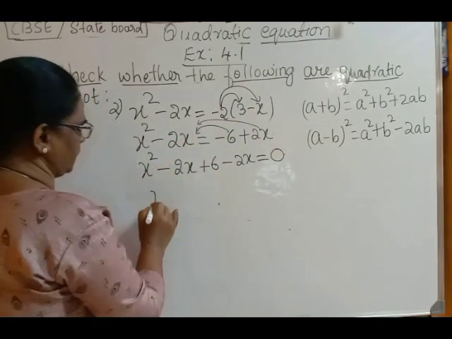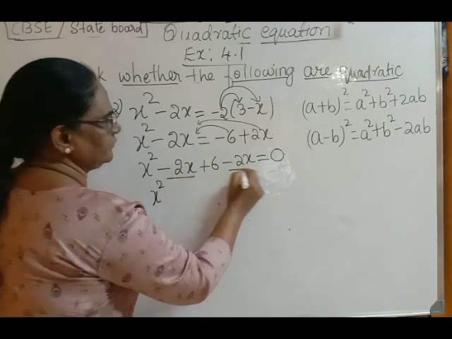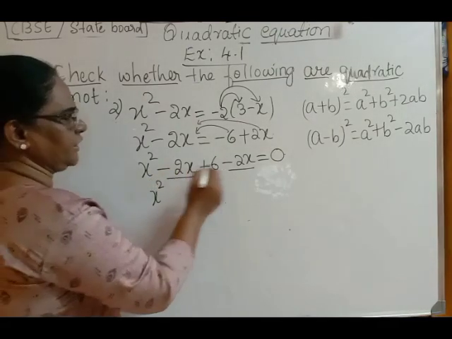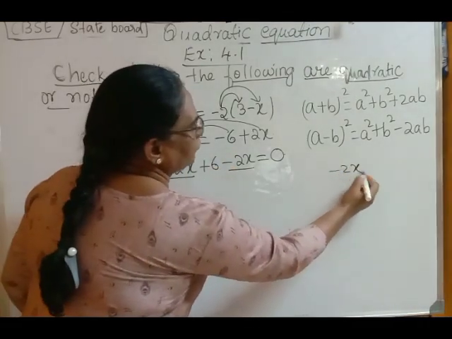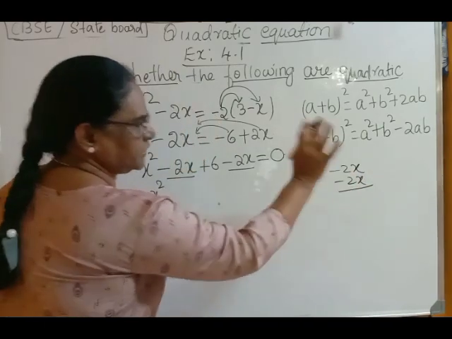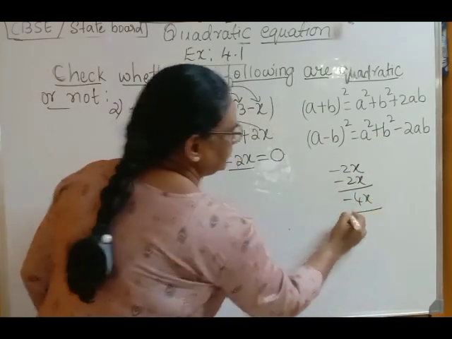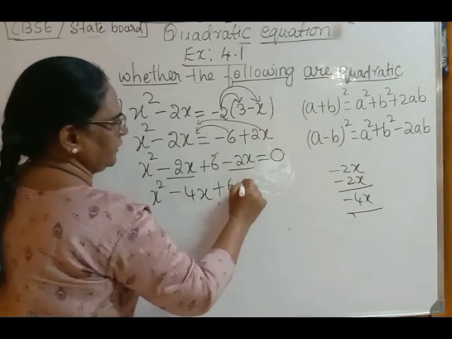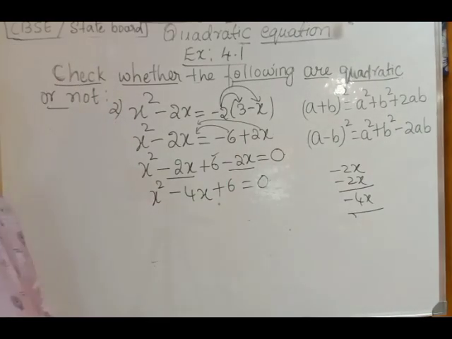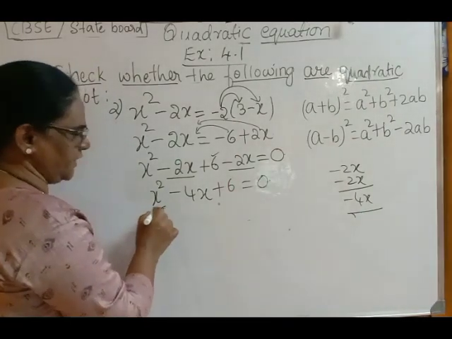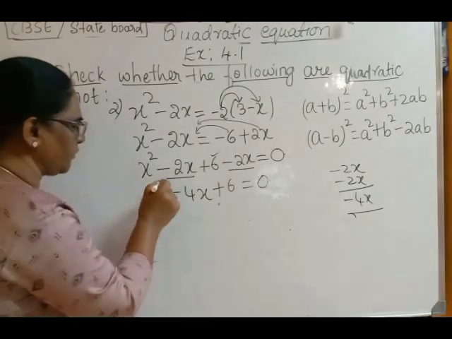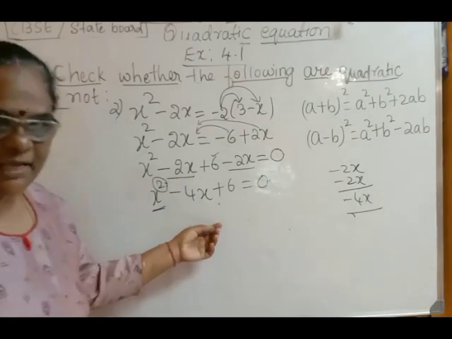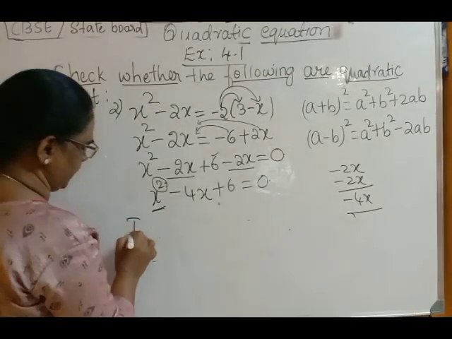Okay, now x square, how many x terms are there? There are 2 x terms. See the sign. Both are having minus, minus. Minus 2x, minus 2x. Both are loss, so it is total loss, minus 4x. And then only one constant term is there, is equal to 0. See, here the variable is x. Highest power of the variable is 2. So is it a quadratic equation or not? Yes, it is a quadratic equation.